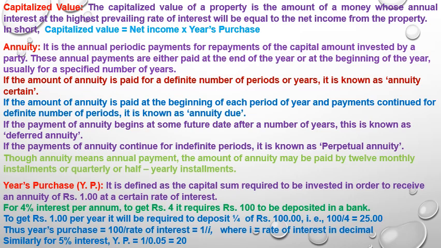Next term is year purchase. It is defined as the capital sum required to be invested in order to receive an annuity of ₹1 at a certain rate of interest. For 4% interest per annum, to get ₹4, it requires ₹100 to be deposited in a bank.